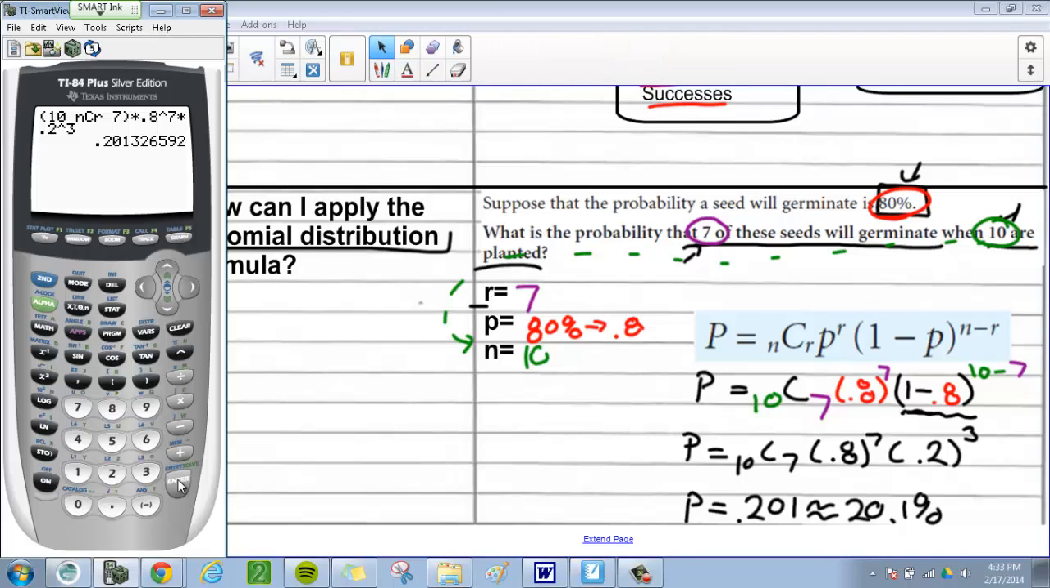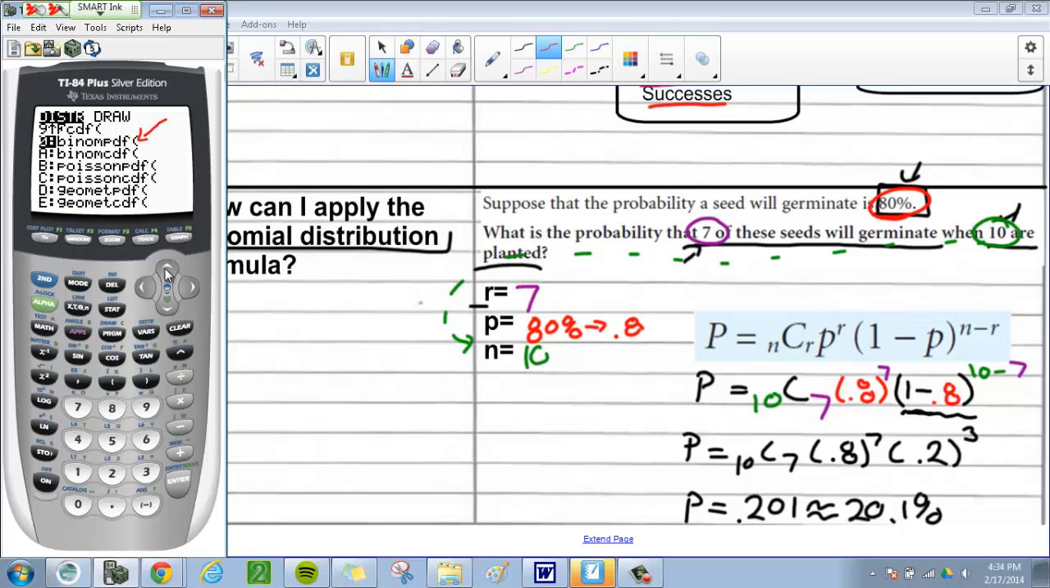Now, I'm going to show you a trick that you can use to answer this problem without putting this formula in. This calculator knows a lot. Check it out. Look at this DISTR right here, right above the VARS. If you go in there and push up, you see this thing called binomial PDF. If you select that and push enter, it shows binomial PDF.